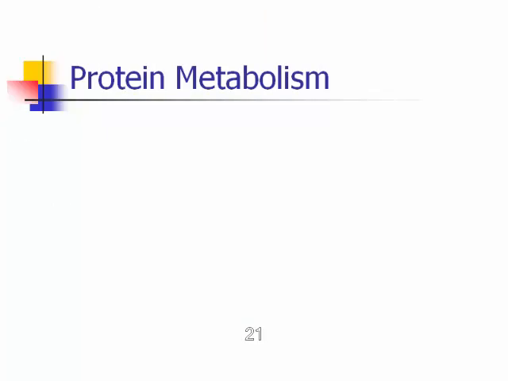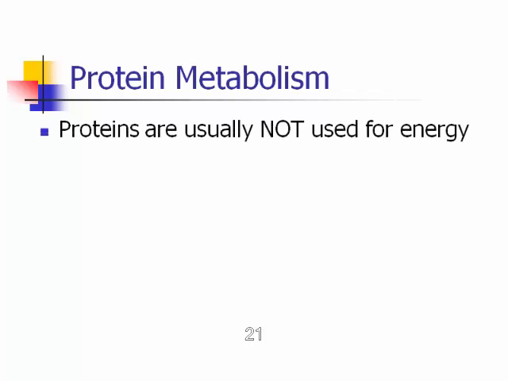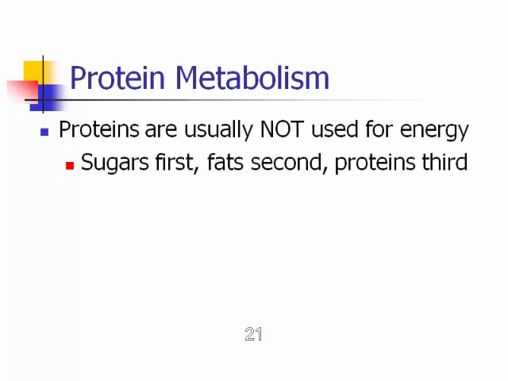The last one is protein. So we did carbohydrates, lipids, and proteins. Those are the three major nutrients. Proteins are usually not used for energy. Number one, your body's going to choose for energy is sugar because it can go straight into mitochondria. Fats are second because it takes a little while to break them down into the pieces that you need to go through glycolysis, citric acid cycle, electron transport chain. And proteins will be third.